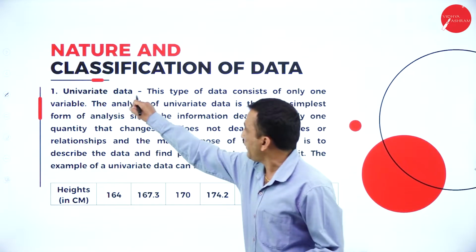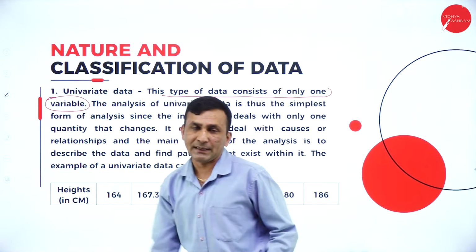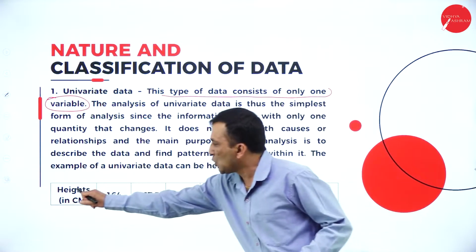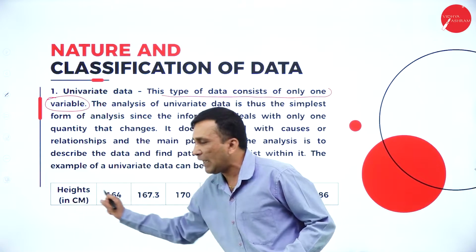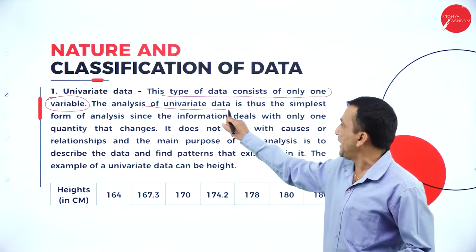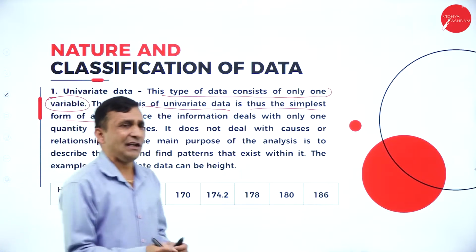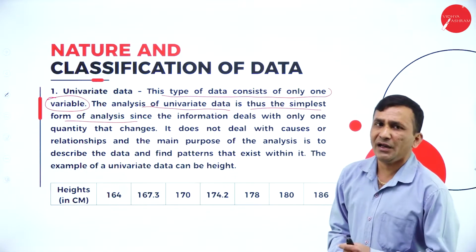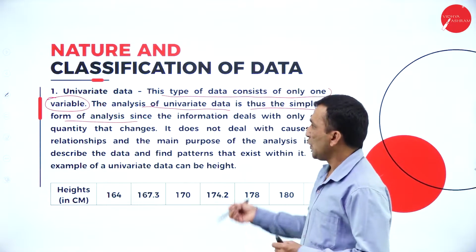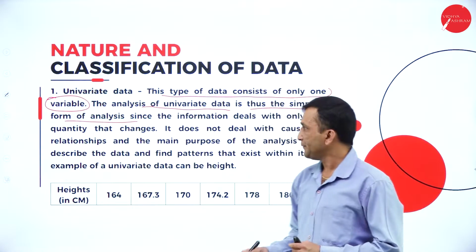Go for the next. Univariate: this type of data consists of only 1 variable, 1 character. You can see in this example there are no two variables, only one variable, height, taken for consideration here. The analysis of univariate data is the simplest form of analysis, because when you are dealing with the data, you need to locate, identify and classify. It is your responsibility as a statistician. If you know how to identify which kind of data, it is very easy.